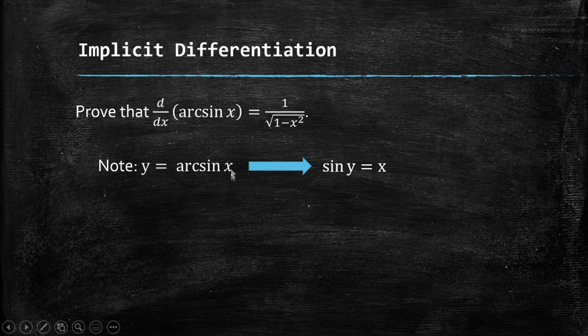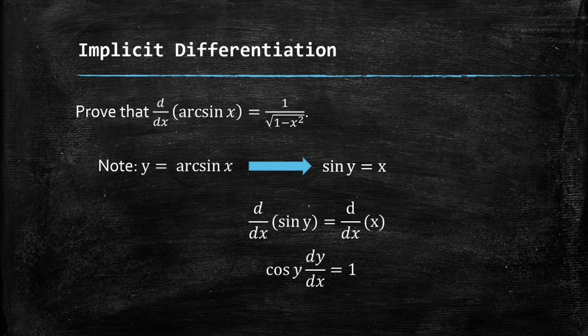Okay, and our x is the ratio, so that's why we have sine y, our angle, equals x. So we can actually transform the function here into its original function, not the inverse function. So using implicit differentiation, let's try to get the derivative of this equation with respect to x.